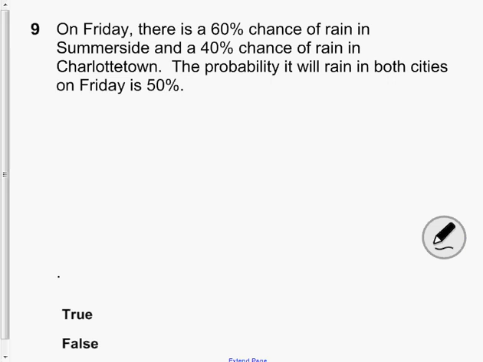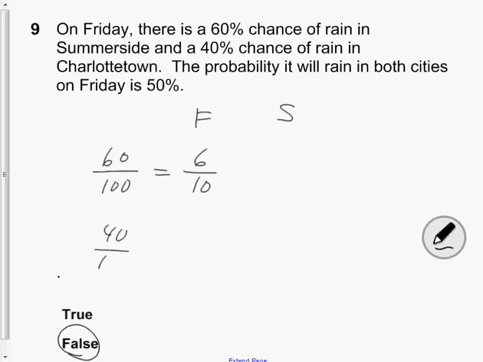Question 9 says, on Friday, there's a 60% chance of rain in Summerside and a 40% chance of rain in Charlottetown. The probability that it will rain in both cities is 50%. That is false, because we don't take the average of the probabilities. We have to look at each event and do the product of each event. So 60% would be 60 out of 100, or a better way to think of it is 6 out of 10. That's still 60% chance for Friday. For Saturday, it is a 40% chance, or 4 out of 10.